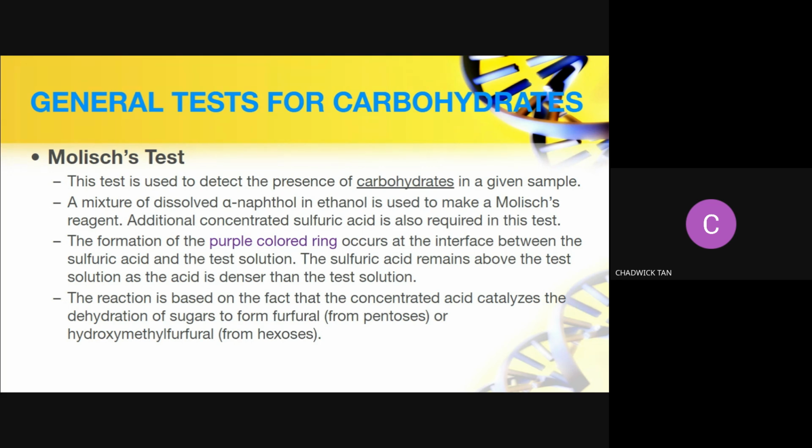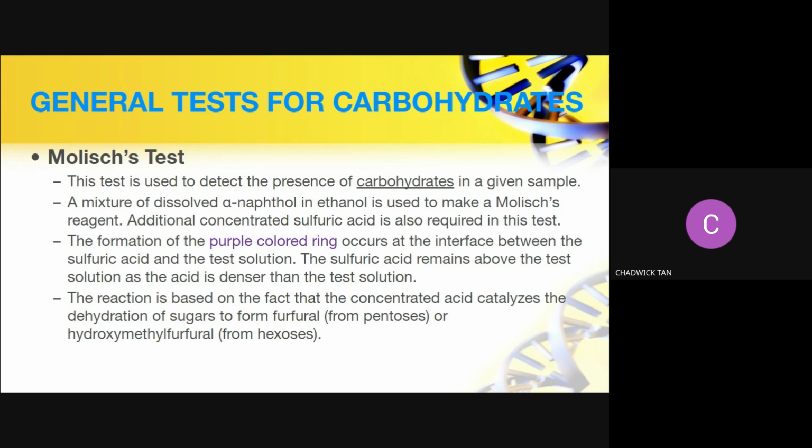Your Molisch reagent is a mixture of alpha-naphthol and ethanol. The addition of concentrated sulfuric acid is required in this test. There should be a purple colored ring at the interface between the sulfuric acid and the test solution. Okay? Since the test solution is denser than the sulfuric acid, it remains above the test solution.